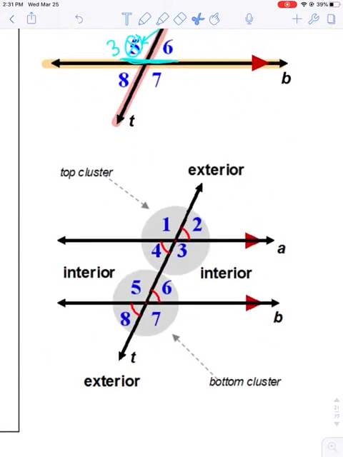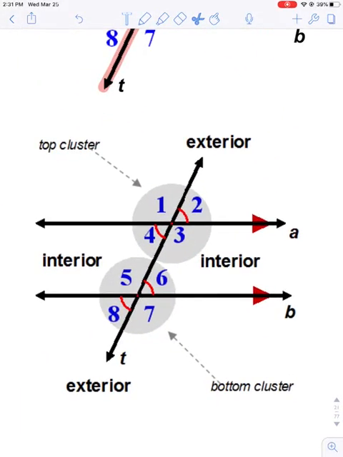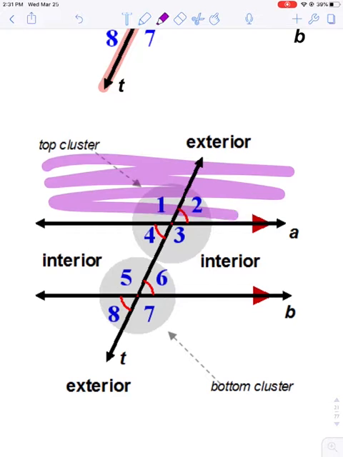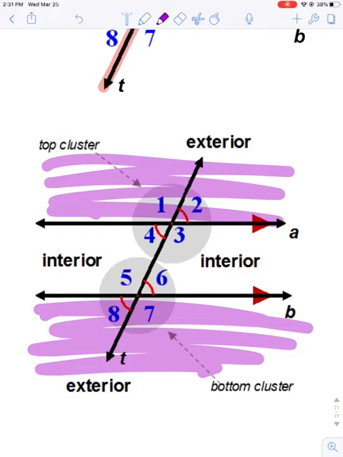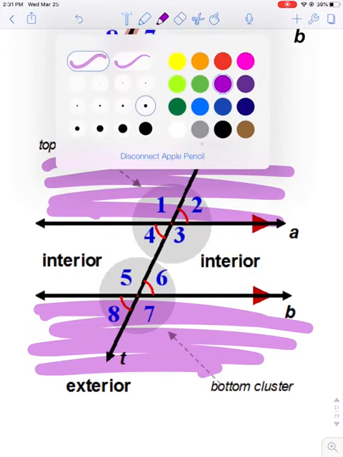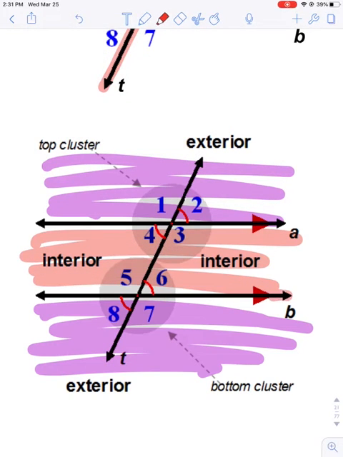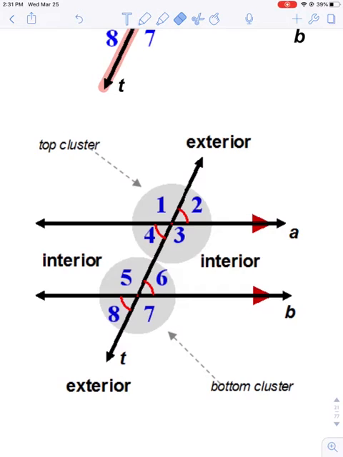At the bottom here, they also have another picture that might be helpful. I don't know if that's something maybe you want to take a screenshot of, but it shows you the exterior angles, the interior angles, top cluster, bottom cluster. You might find it helpful, you might not, but basically what they're trying to show you is anything out here is considered exterior. Anything in here is considered interior.